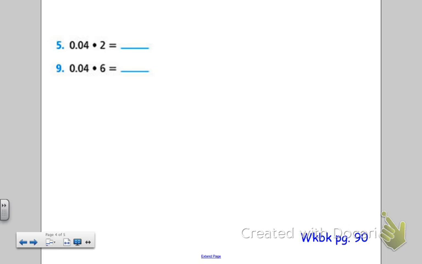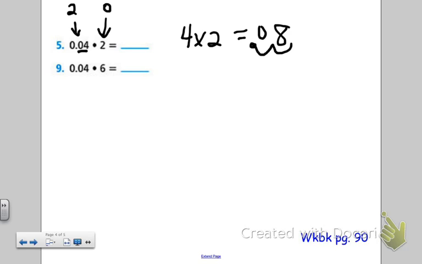Continuing with page 90, let's do a couple more problems. This isn't in the table, this is towards the bottom. Looking at number 5. Well, right away, if I ignore the decimal points, I basically have 4 times 2. 4 times 2 is 8. Now I'm going to count the decimal places. There's 2 decimal places in 4 hundredths and 0 decimal places in 2. So I need 2 decimal places total for my product. So I'm going to get 0 and 8 hundredths.